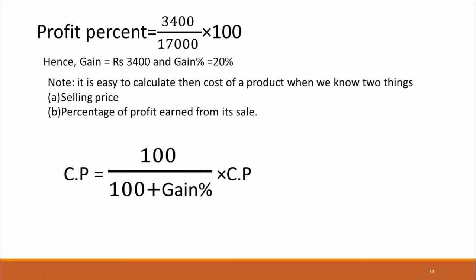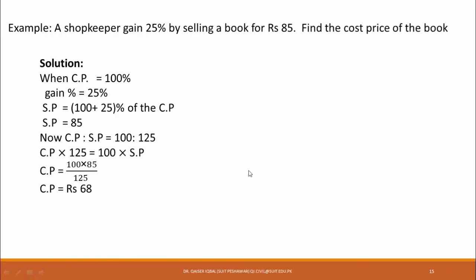Now dear students, note it is easy to calculate the cost of a product when we know two things. Number one, selling price, and number two, percentage profit earned from its sale. So the cost price will be equal to 100 divided by 100 plus gain percent multiplied by selling price. So let's move to an example.